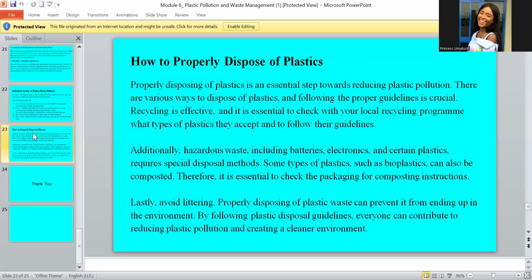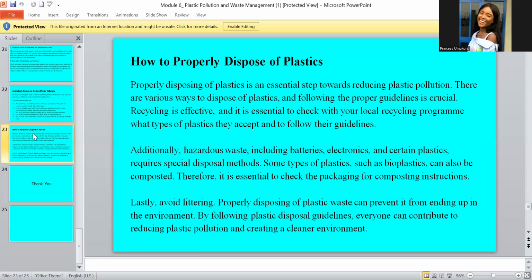And finally, let's learn how to properly dispose of plastics, right? Recycling is effective and it is essential to check with your local recycling program what types of plastics they accept and how to follow their guidelines. Additionally, hazardous waste, including batteries, electronics, and certain plastics, requires special disposal methods. Some types of plastics, such as bioplastics, can also be composted. Therefore, it is essential to check the packaging for composting instructions.